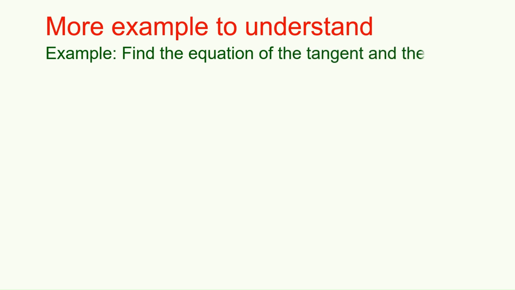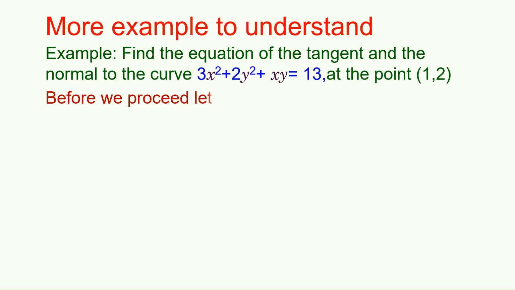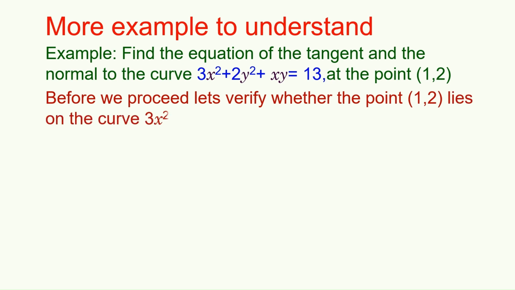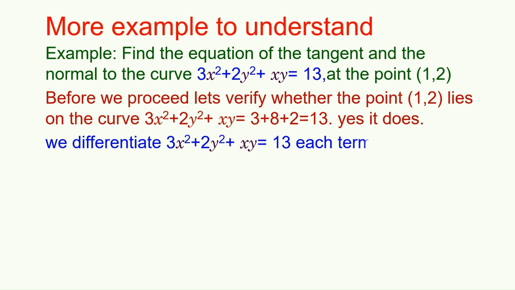More examples. To understand, find the equation of the tangent and the normal to the curve 3x squared plus 2y squared plus xy equals 13 at the point (1, 2). Before we proceed, let's verify whether the point (1, 2) lies on the curve. 3x squared plus 2y squared plus xy equals 3 plus 8 plus 2 equals 13. Yes, it does.